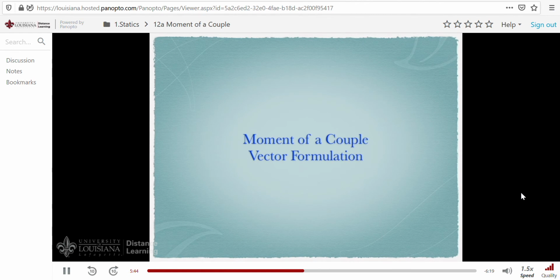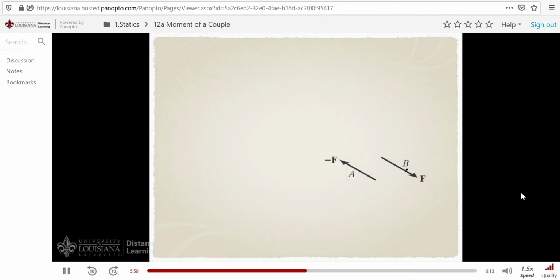All right, now let's discuss finding the moment of a couple using a vector formulation. Let's start with this couple, these two forces which are equal and opposite, and not along the same line of action. We can find the moment of both forces by selecting some arbitrary point O in space. In order to find the moment of the forces, of course, we need position vectors going from O to the line of action of each force, like r_A for this one and r_B for this one.